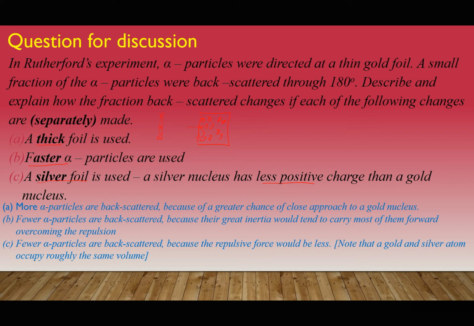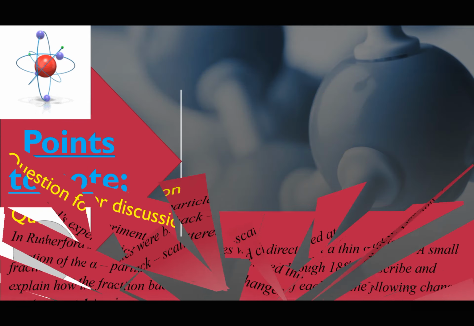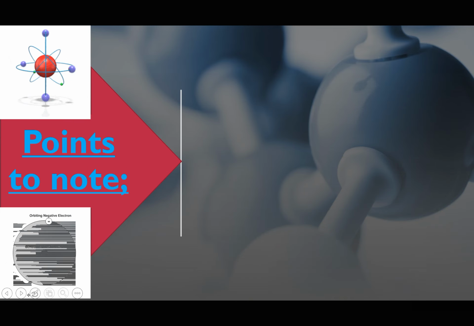The repulsive force is less strong, therefore fewer alpha particles are going to be backscattered, because the repulsive force would be less, so most of them will just pass straight through. We need to point out a few things from the alpha particle scattering experiment.